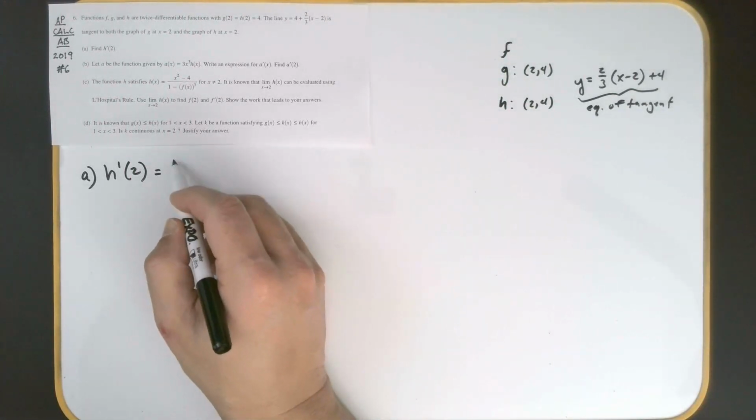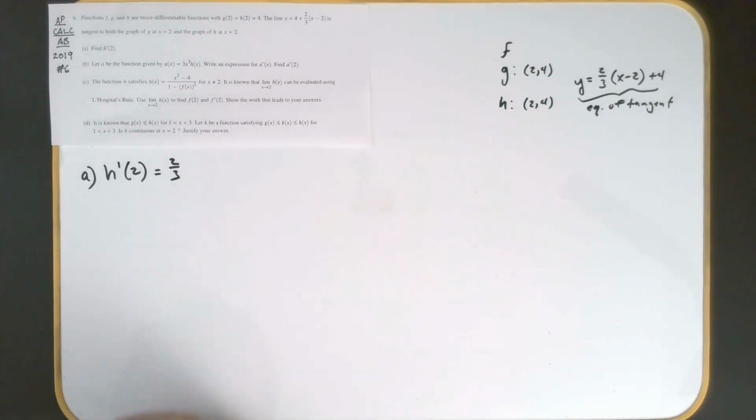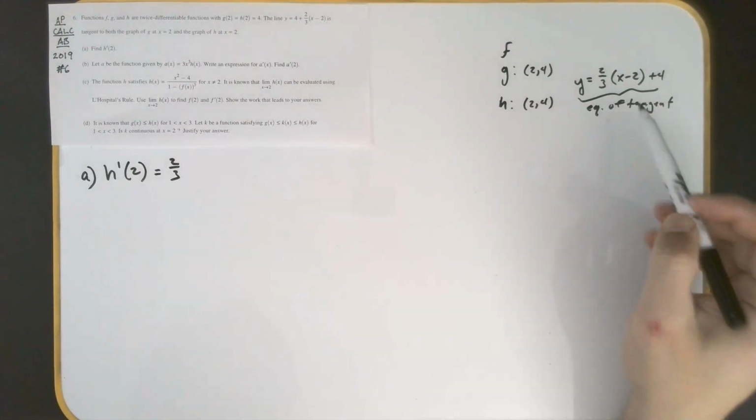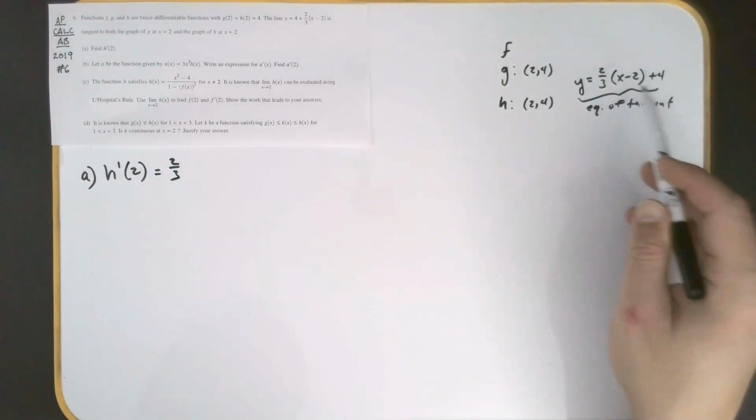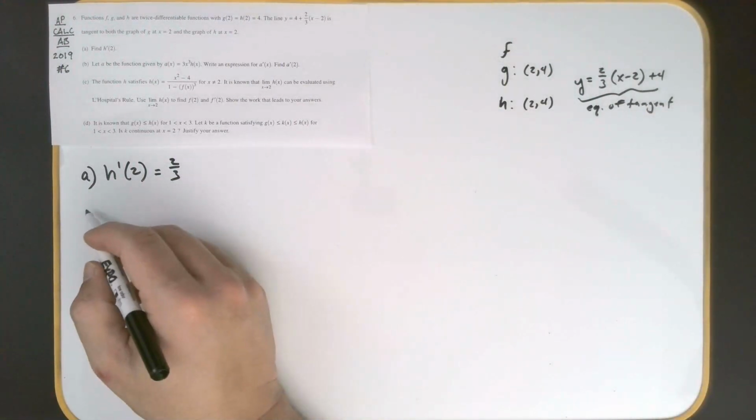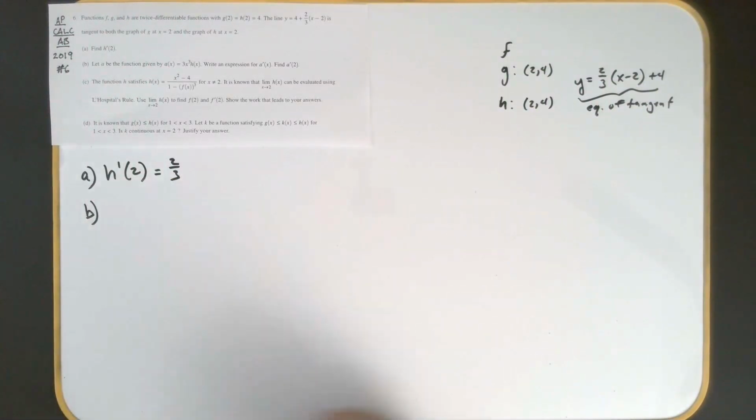This was nothing. There was no work to do. It was just knowing your vocab and identifying it. That's how easy that question was. Just knowing that derivatives are slopes of tangents, and this was evaluated at the coordinate (2, 4), and based on the given information, that's the point of tangency. There's your slope. Done.